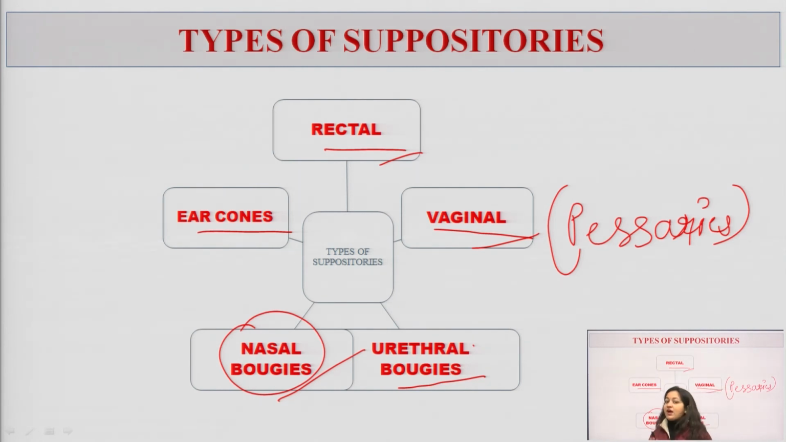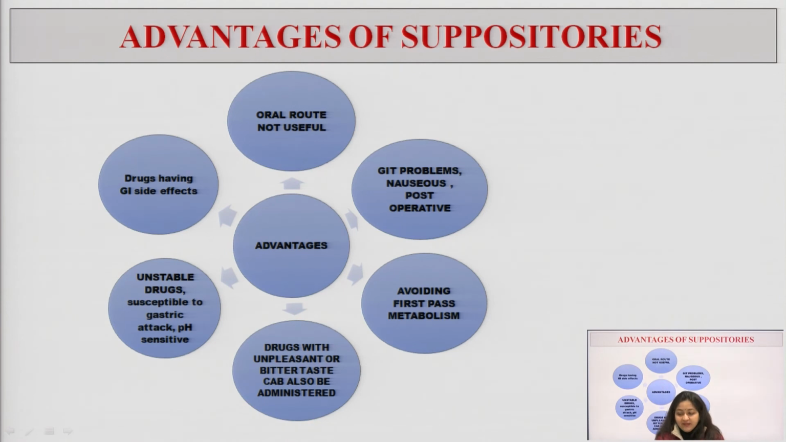In the same manner, if we are formulating a suppository to be inserted into the ear, the suppositories are known as ear cones, or you can also call them ear suppositories. As a result, these are some of the types of suppository, majorly called rectal suppository, vaginal pessaries, ear cones, urethral bogies and nasal bogies. So depending upon the site of action, the orifice into which you want to insert a suppository, the name, type, shape and size of the suppository are going to vary. So let us understand the advantages of suppositories.